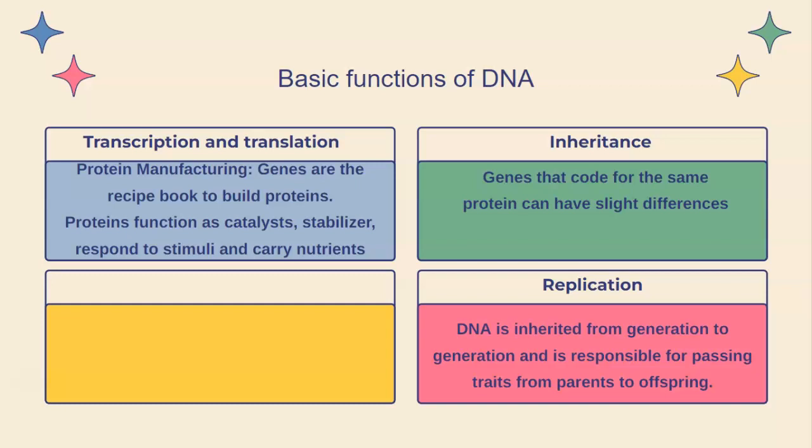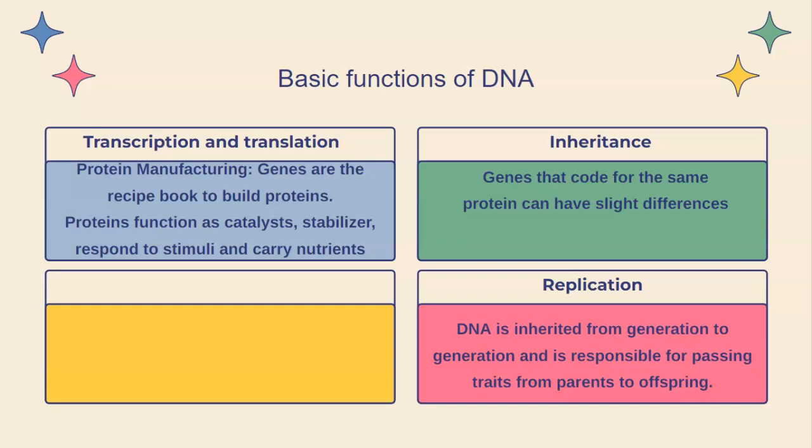The next really important thing for DNA to do is inheritance. So why do some offspring not look like their parents and some do? What's going on there? Why do you not look identical to your sibling? The reason is that DNA is inherited, and when it is, the proteins have slight differences to them.